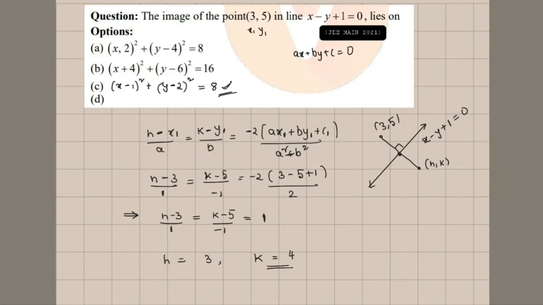If you don't know this formula, then it will take a few minutes, 2 or 3 minutes, by solving these two equations: the slope of the line through (3, 5) and (h, k) into the slope of this line equals minus 1, and the midpoint of (3, 5) and (h, k) should lie on this line. You should know the roots of this formula, so that when you forget the formula, you can easily solve.